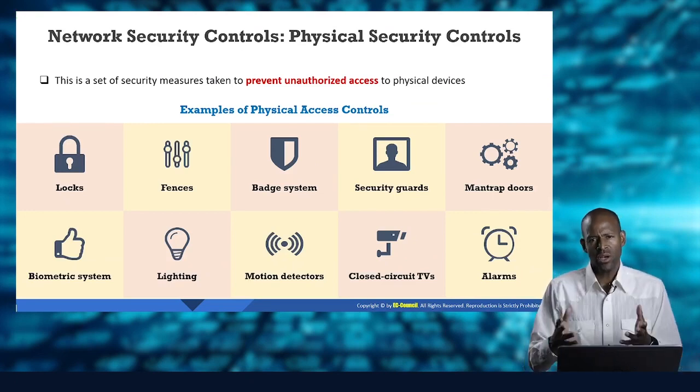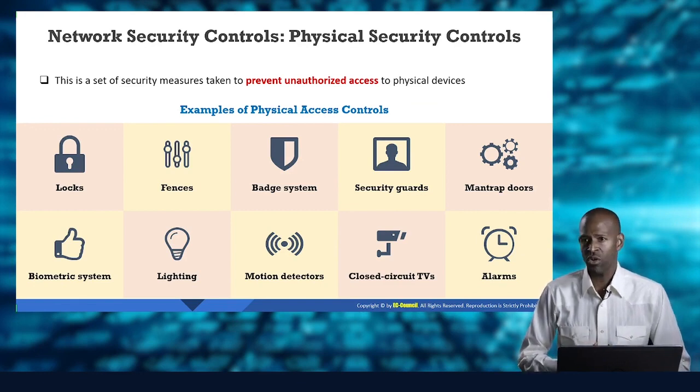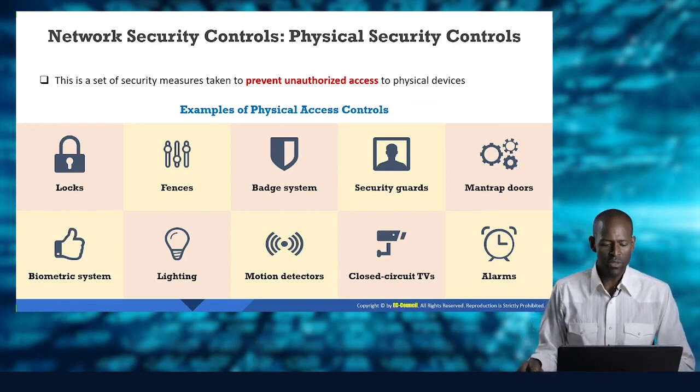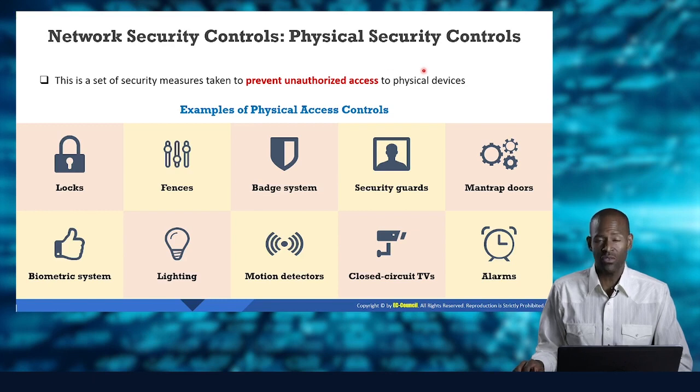All right, so if you look at network security controls, one of the most important security controls is actually physical security controls. We've talked a little bit about this already, but these are measures to prevent unauthorized access, but to what? Not to the network, not to the application, but to physical devices. Have you ever seen a lock? Me either. It's kind of a weird thing. No, we've all seen locks and fences and badging systems.